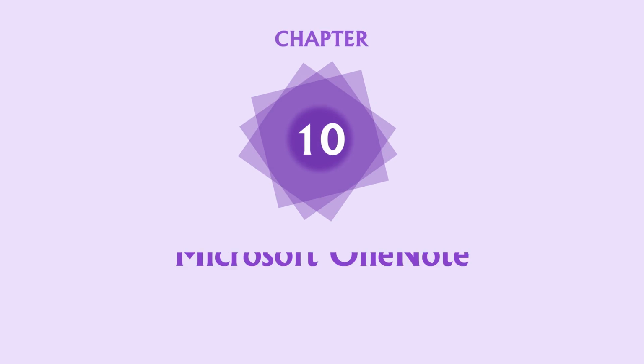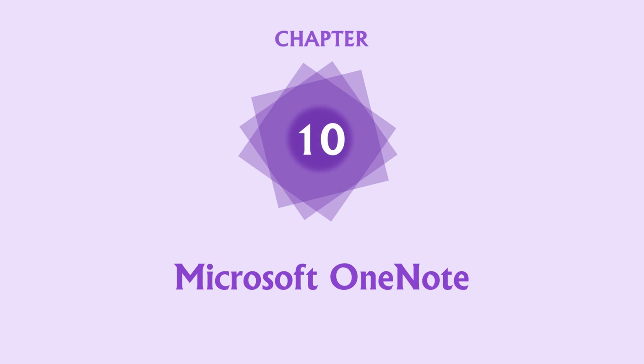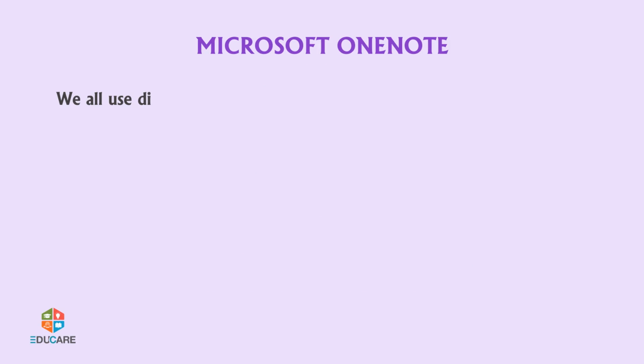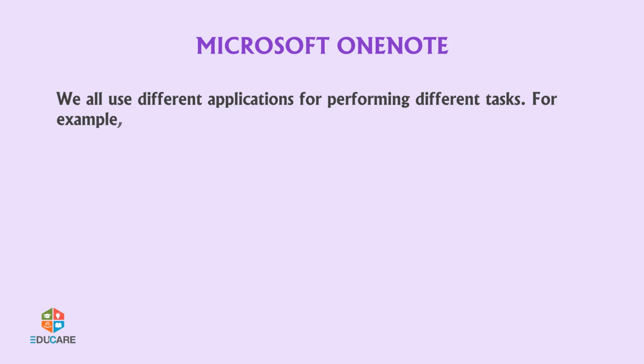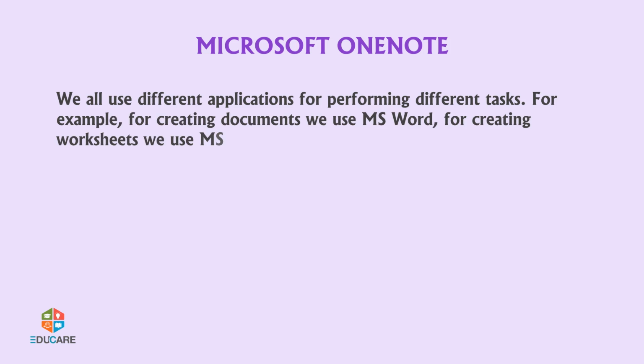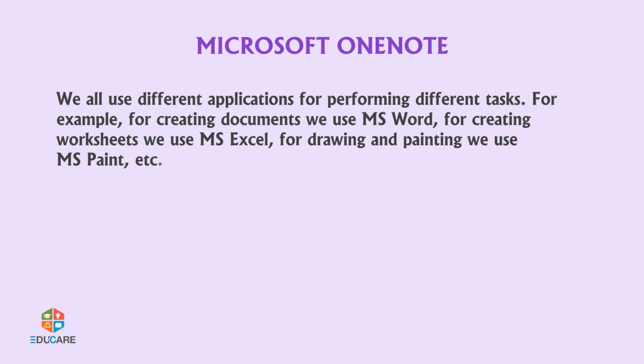Chapter 10 Microsoft OneNote. We all use different applications for performing different tasks. For example, for creating documents, we use MS Word. For creating worksheets, we use MS Excel. For drawing and painting, we use MS Paint, etc.